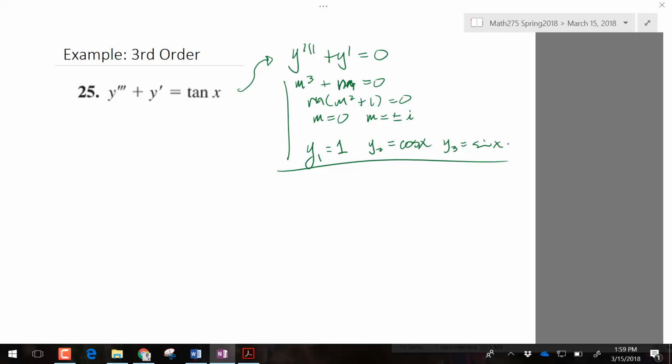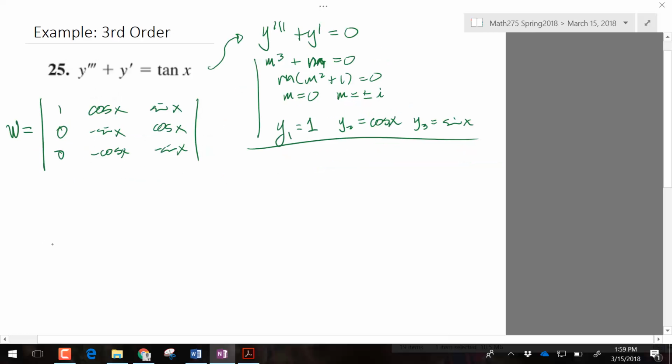So in creating your matrix, you're looking at a Wronskian, a 3 by 3 matrix now. 1, cosine x, sine x, and then derivatives. So this is a third order, so we should expect to be computing 2 derivatives. Derivative of cosine is negative sine, and then negative cosine again. Derivative of sine is cosine, and negative sine. And so you can figure out the determinant here.